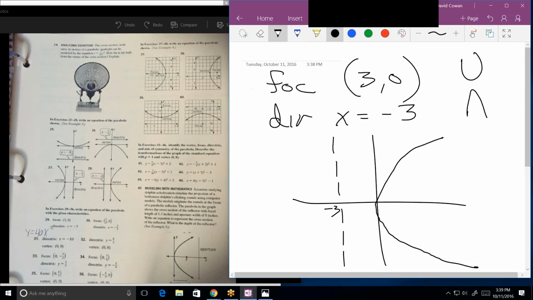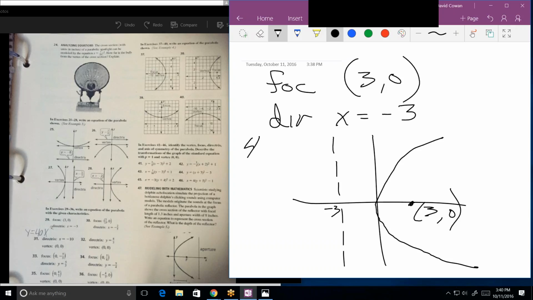Horizontal either opens to the right or the left. Okay. Now, they give us the focus right there at (3, 0). Well, that's pretty good. Can I write the equation with that much information? What's the standard form, first of all, using the 4p designation? Always start with 4p.